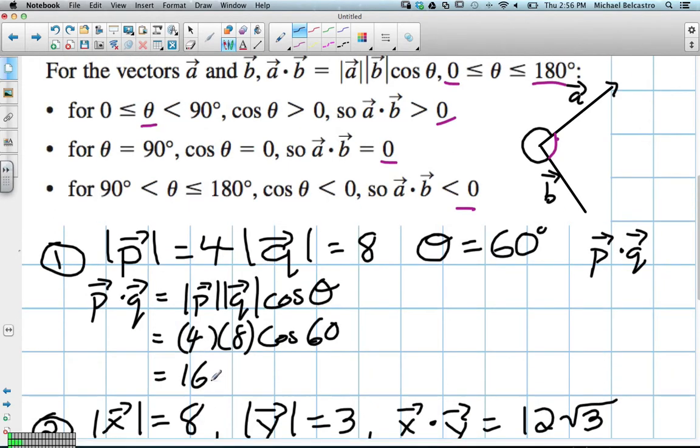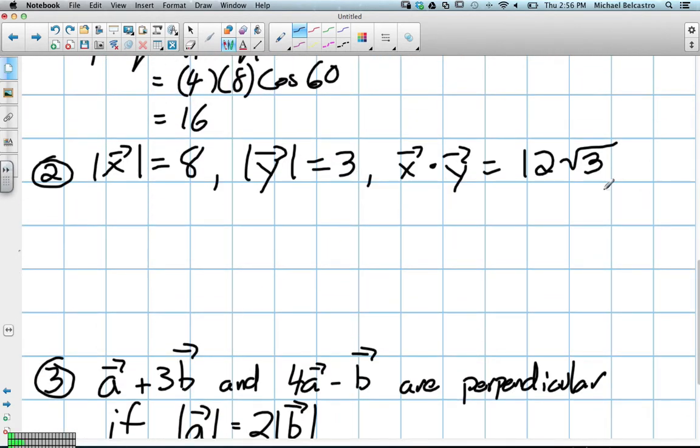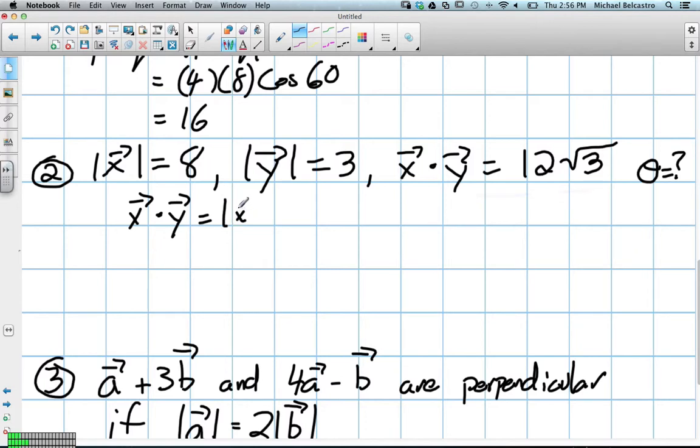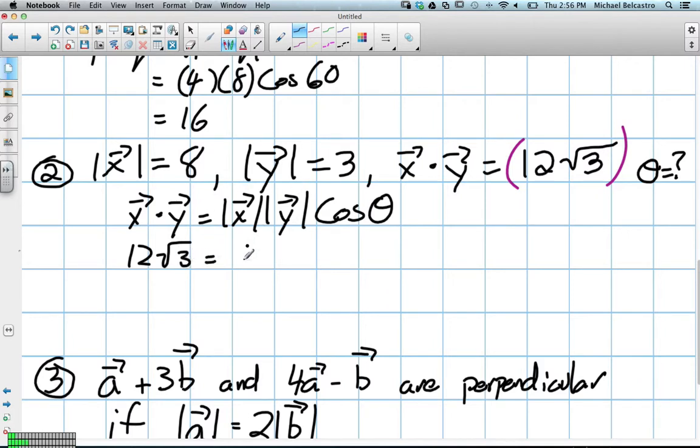Second type of question you may encounter. In this one, they will ask you to find theta. So what they've done is they've given you the magnitudes and they've given you the dot product. Let's write out our dot product formula and manipulate that equation. We know that the dot product of x and y is equal to the magnitude of x times the magnitude of y times cos theta, theta being our unknown. We'll replace the dot product of x and y with 12 times root 3, and we'll have 8 by 3 times cos theta.